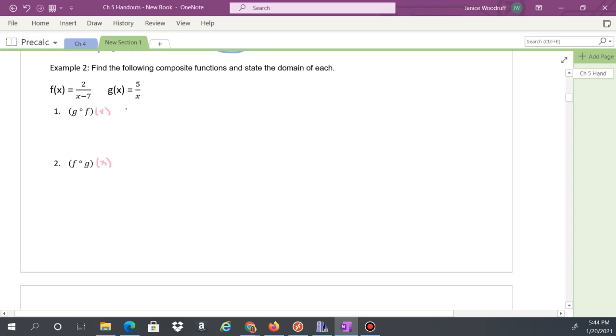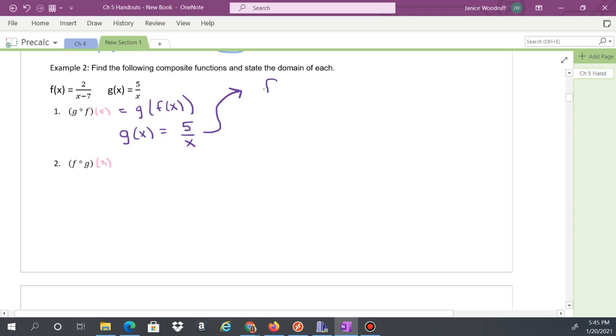Okay, so g of f of x. So you have g of f of x. Now when it doesn't have a number in there, but it has the x, I want you to start from the outside. So do your g of x function. You have g of x is going to be 5 over x, and then you're going to plug f of x into your g of x function.